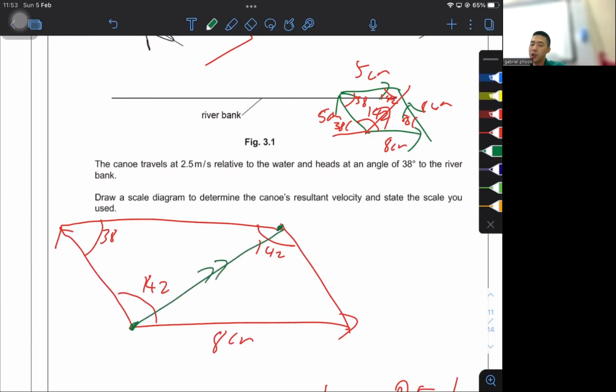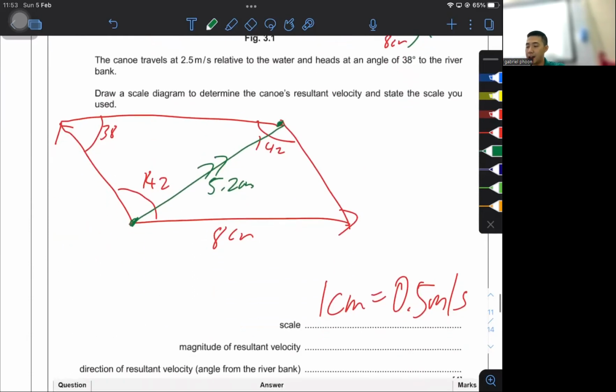Once you have this, you measure how long this thing is, which will most likely be, how long was it again? It will be somewhere around 5.2 cm. Usually they give you a range on 5.2 cm. Then after that, what you do is you need to find the final resultant velocity, right? If just now 1 cm represents 0.5 newtons, shouldn't it be 10.4 instead?